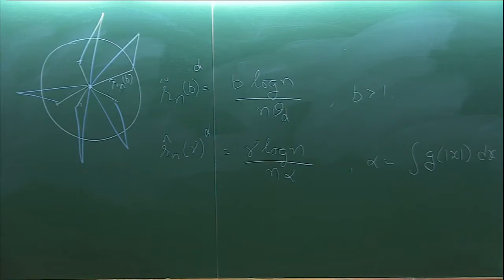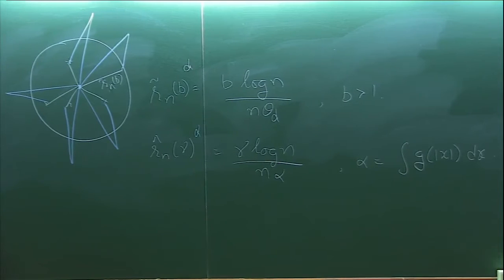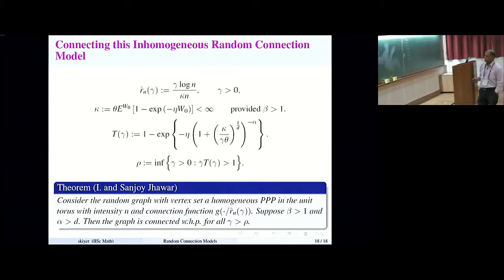So what one can show is that if you finally end up with this parameter rho here, and if your scaling parameter is given by this function here, and if this gamma is greater than this rho, then your graph would be connected with high probability. Now, of course, in this case, we just need the condition beta greater than 1 and alpha greater than d. Okay? So these are the minimal conditions. Beta greater than 1 ensures that the weights have finite mean. That's definitely required. And alpha greater than d requires that your degrees are finite.